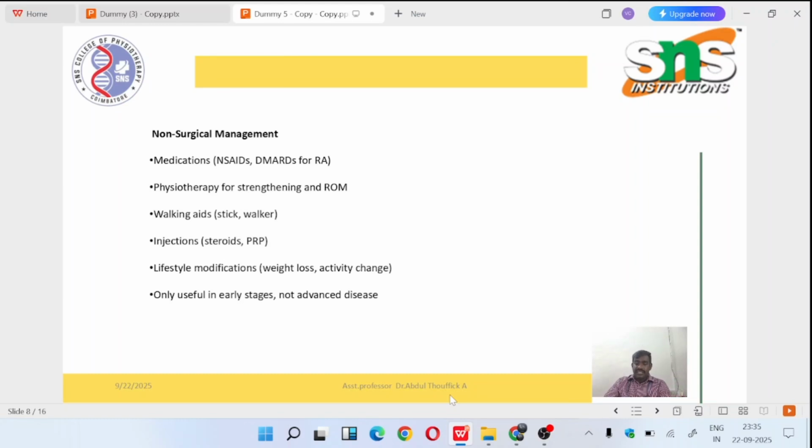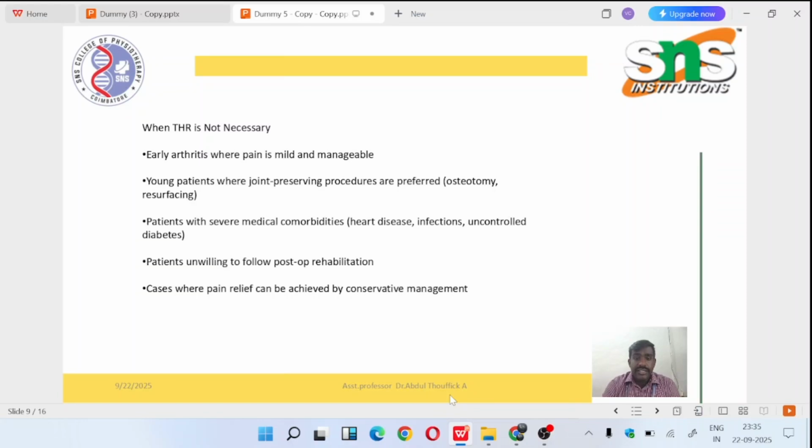When is THR necessary? It is also important to know when THR should not be done: in early arthritis with mild pain, in younger patients where joint preserving options exist, in patients with severe medical problems, or those unwilling to follow post-operative rehab. Careful selection of patients is more critical than anything else.